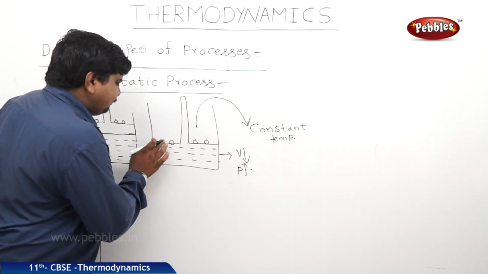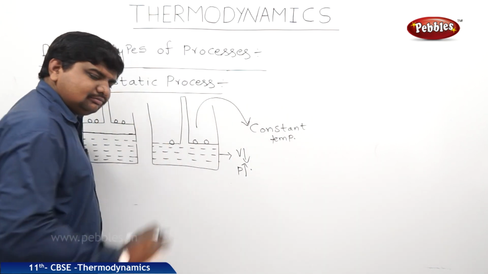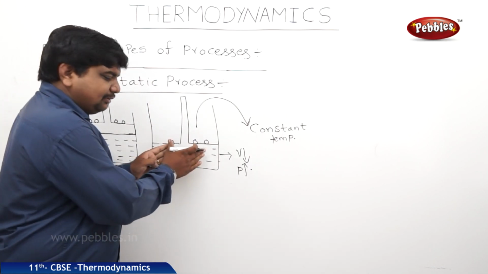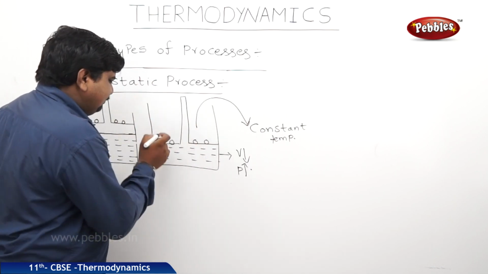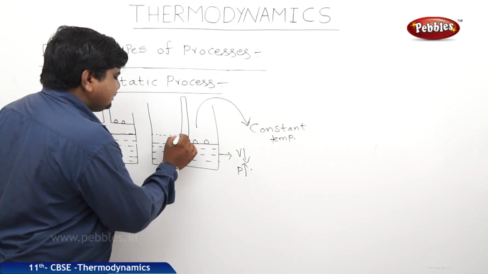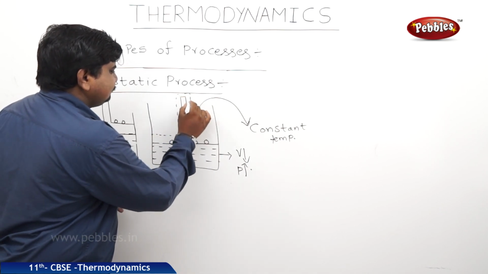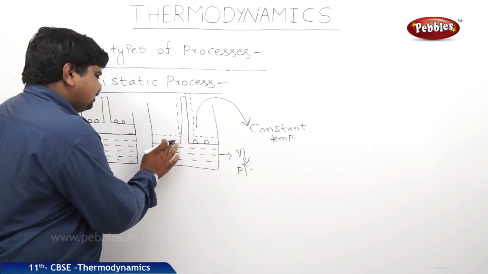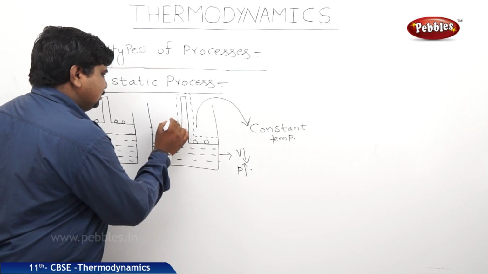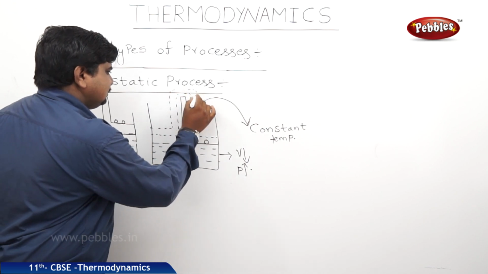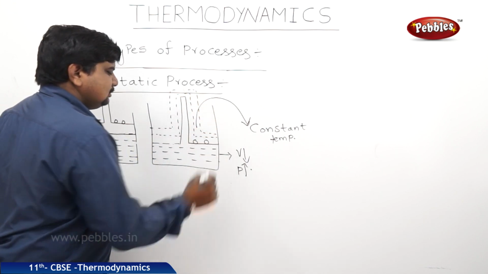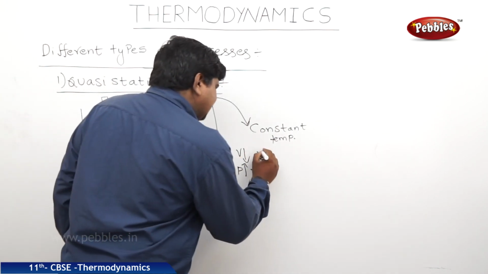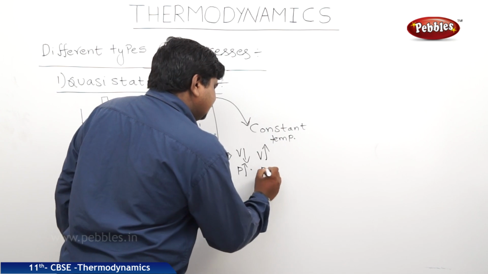If you are removing the load one by one, not all at one time, then there will be some expansion in the piston like this. If the second load is also removed, then expansion may be like this. As the expansion takes place, volume increases but pressure decreases.